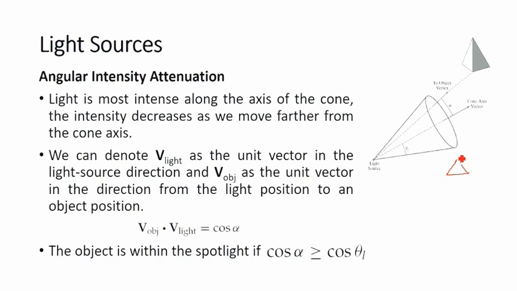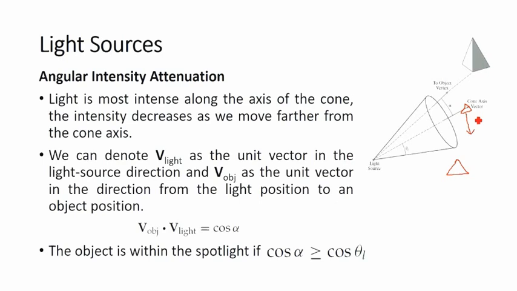So again, looking at the attenuation factor of it, if there is an object which is directly under the axis of this spotlight cone, then the intensity that this object receives would be maximum. But as and when it moves further away towards the end of the cone, or towards the circumference of this circular base of the cone, the intensity that the object receives decreases, right?